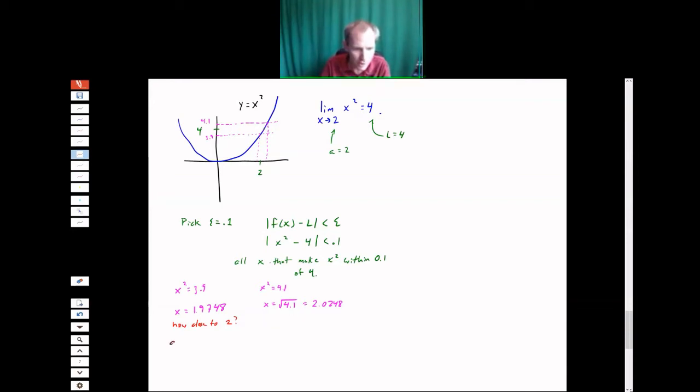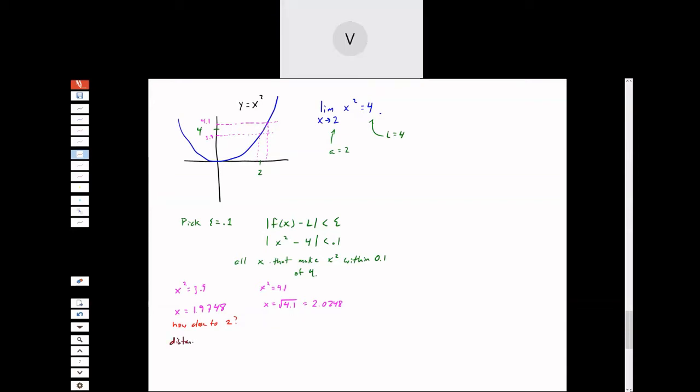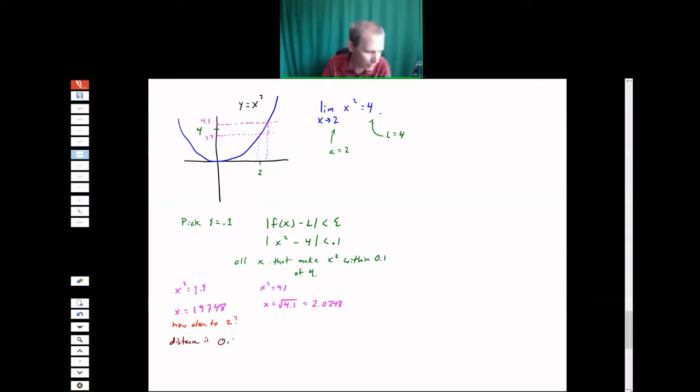Okay, so here the distance is 0.0252. Okay. For the second one, my distance is 0.0248. And those aren't the same distance, okay? What we want to do is pick a delta that will ensure that all of the x values within that delta distance are good x values.